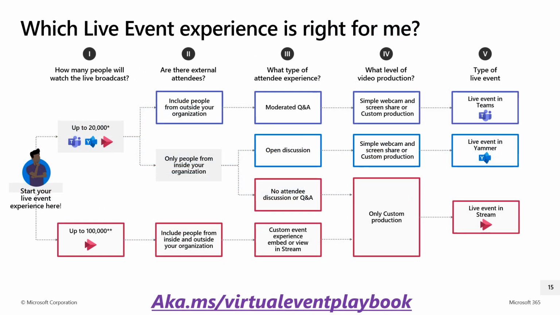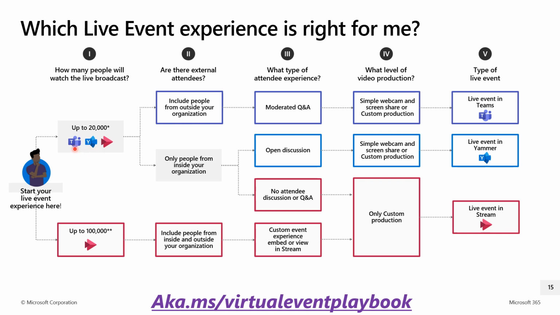Now, as I mentioned before, when you look at the previous slide with the last two rows, you really start to see the power of what live events can do. But there's a little bit more depth to how we incorporate the live event stack to facilitate those experiences. So first off, if I'm going to have up to 20,000 people, I have the opportunity to use Teams, as we have talked about up to this point. I could also use Yammer or Stream, right?